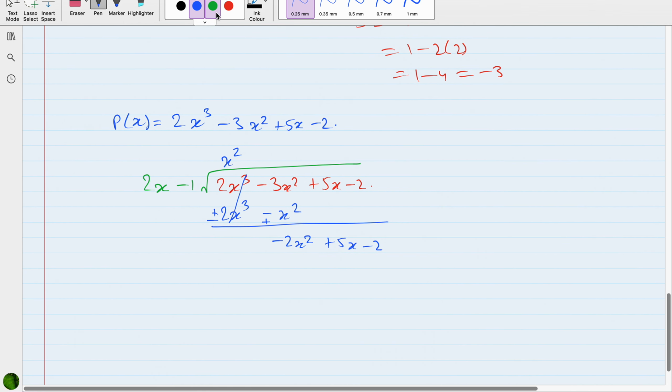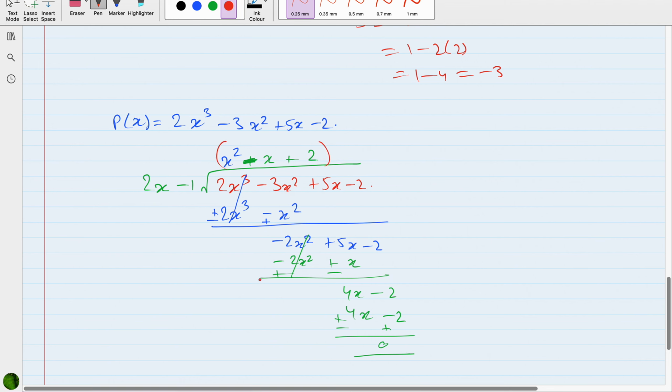To get minus 2x square, we simply multiply it with minus x, and I get minus 2x square. Minus into minus is plus x. Change the signs, and this is 4x minus 2. To get 4x, we multiply it with 2. So 2 times 2x is 4x, minus 1 into 2 is minus 2. Change the signs, and this is 0. So we were interested in the quadratic factor.